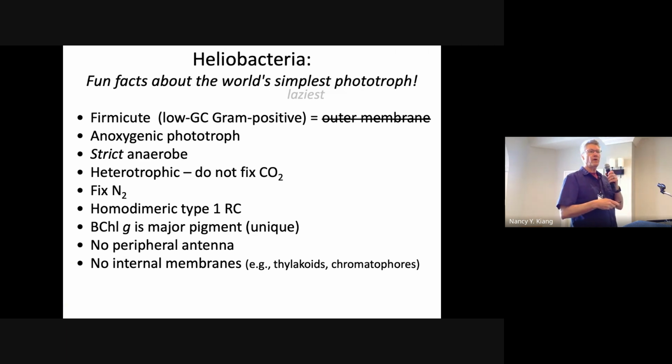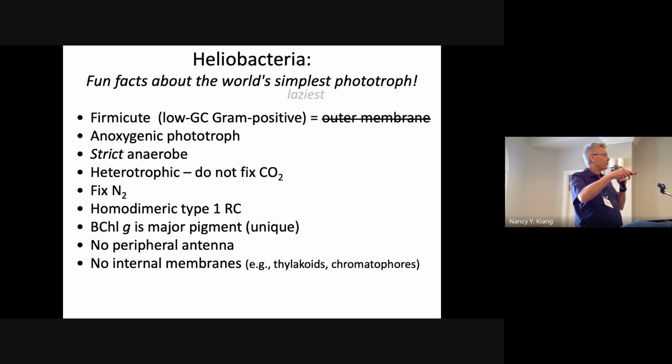So heliobacteria, what are they? I think of them as the world's simplest phototroph. They're the only member of the firmicutes, so they have no outer membrane. They can't make oxygen, nor can they tolerate it. They can fix nitrogen, but they don't fix CO2, so they're not photosynthetic, they're phototrophic, but they can get 100% of their energy from light.